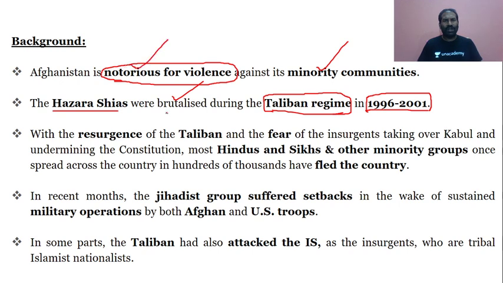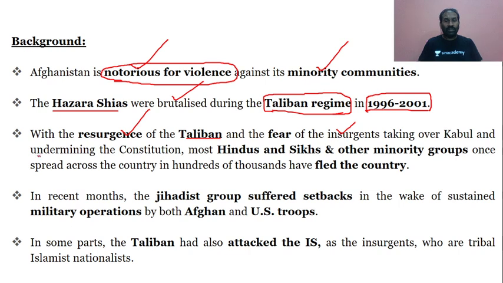Yes, you have violence in Afghanistan, either by the Taliban or now by ISIS. And then we have seen, when we are looking at the background, the resurgence of the Taliban, the growth of the Taliban and the fear of insurgents taking over Kabul. That means there is a possibility that the Taliban might take over Kabul, the capital city of Afghanistan, and they are undermining the constitution.